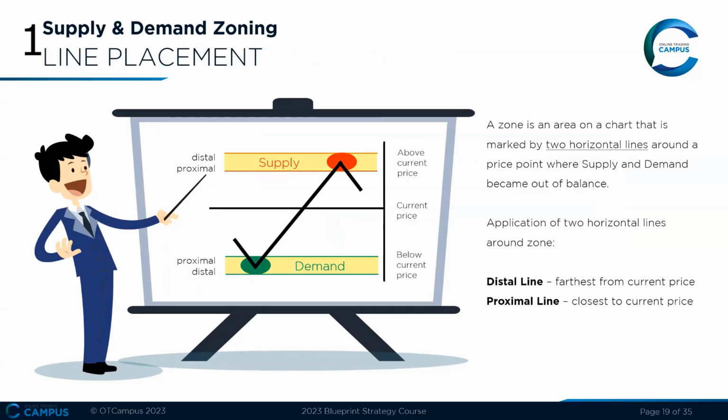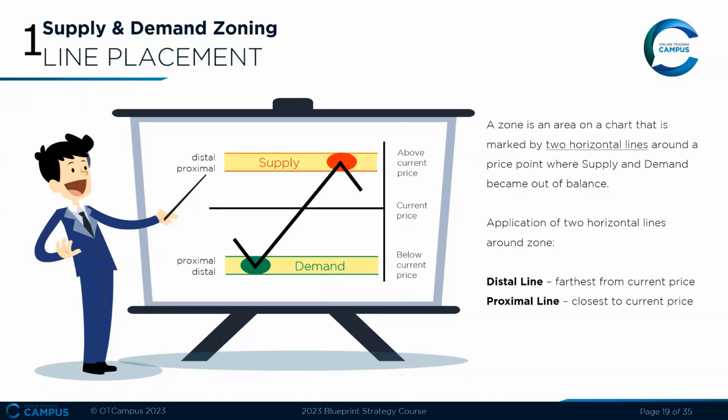What we then do is we draw horizontal lines around the base, and we will extend those horizontal lines to the right of the chart because they need to be consistently visible for us as price comes back. We want to act upon those supply and demand zones.